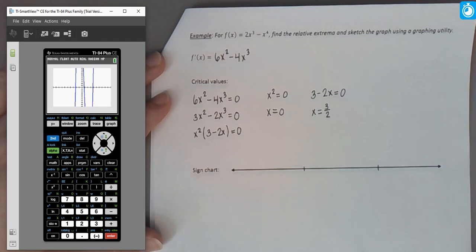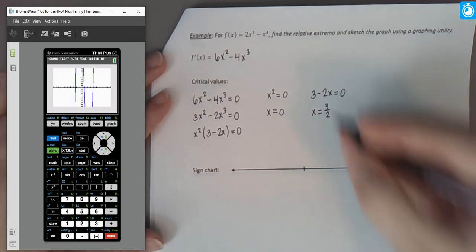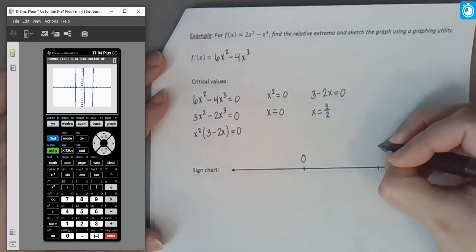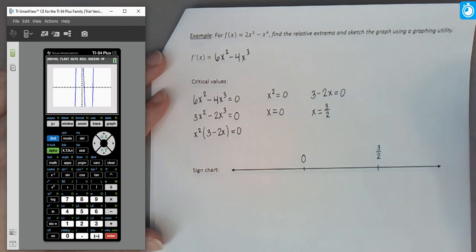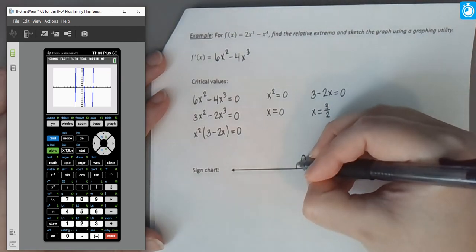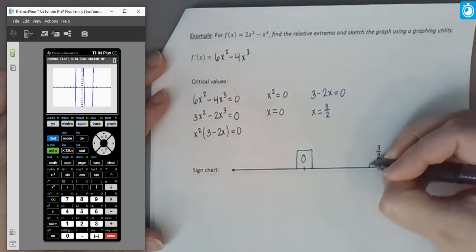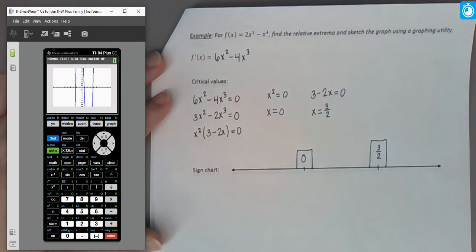So in order to determine what's happening on either side of those critical values, whether either of these represents a maximum or a minimum, we do our sign chart. So here's 0, here's 3/2. Make sure you write them in order. And again, I'm going to box each of these in. Now we want to determine what's happening on either side of these values.